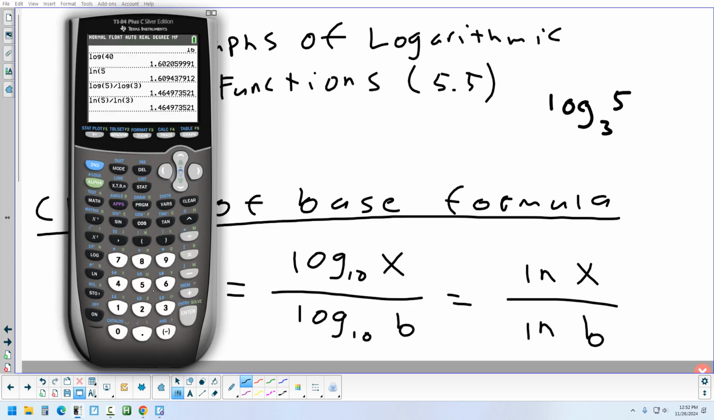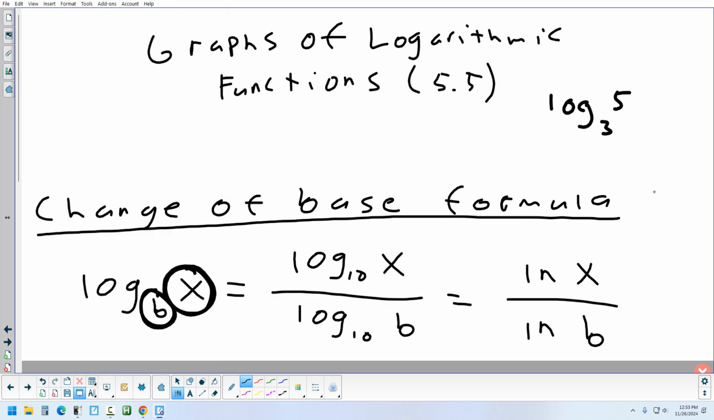It is important when you do it that you close your parenthesis, because when you press ln 5, it's going to open one. When you're done with that, you need to close it yourself. If you don't close it and you do something like this, ln 5 divided by ln 3, that's wrong. Now you've got an ln inside another ln, and you get a completely different answer.